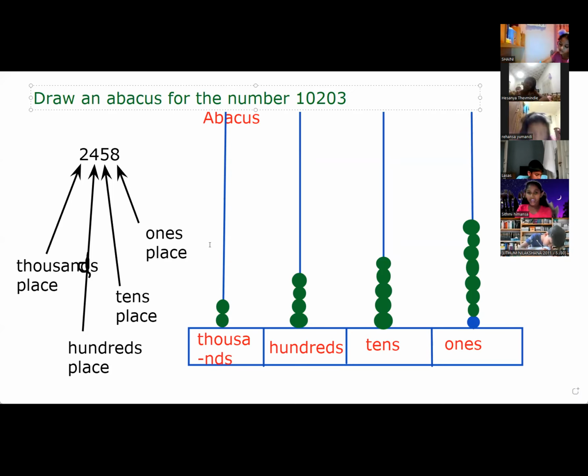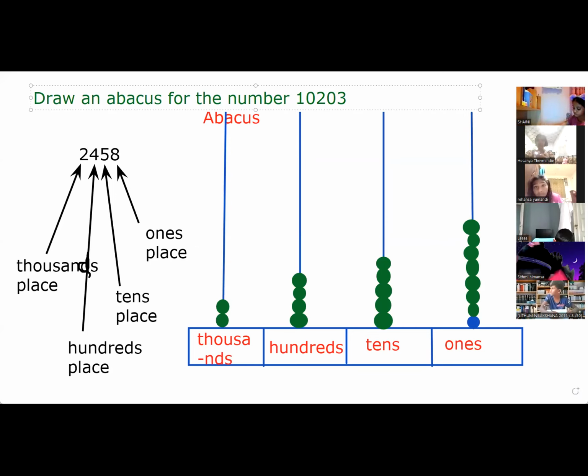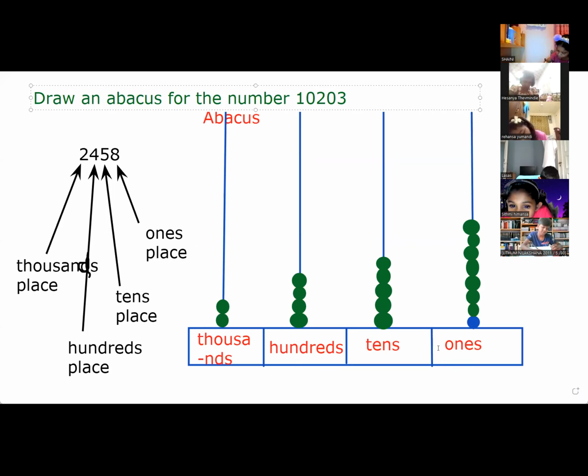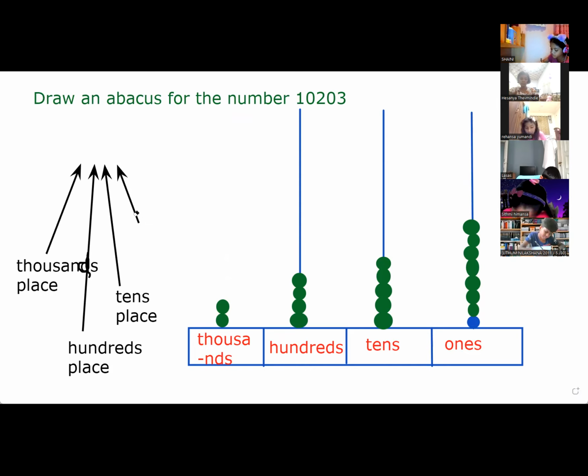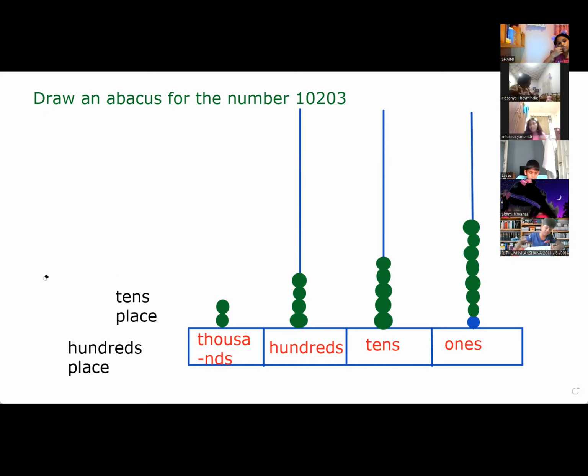Right, you write down this number, 10,203. You try to draw by yourself, okay, without my help. Right, we will do it separately, now it's clear. In every question you do not need to name the places like that, okay? You can only draw the abacus, right? I named the places in the first one so that you understand.